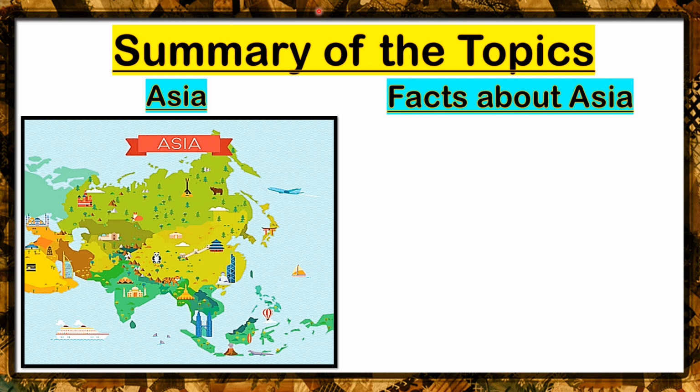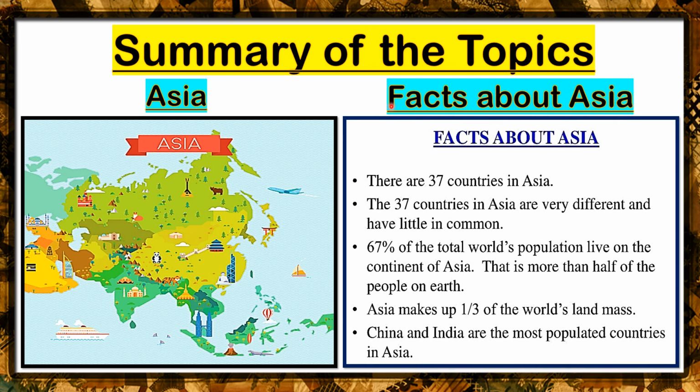We also discussed some facts or information about Asia. So there are 37 countries in Asia. The 37 countries in Asia are very different and have little in common. 67% of the total world's population live on the continent of Asia. That is more than half of the people on Earth. Asia makes up one-third of the world's land mass. China and India are the most populated countries in Asia.